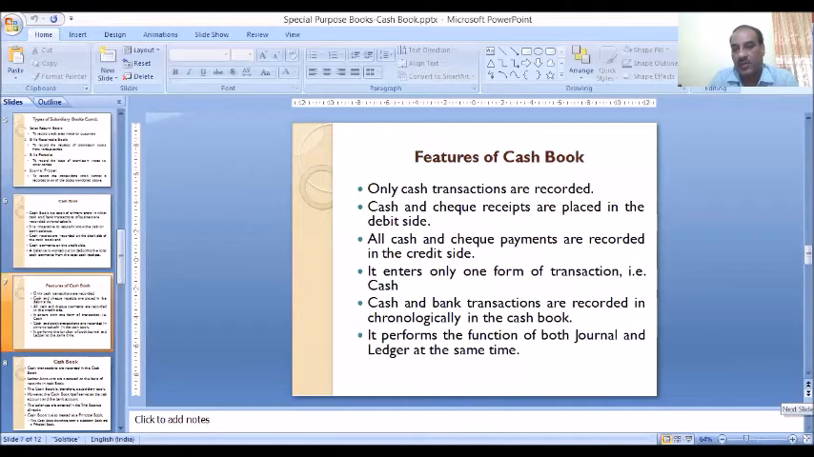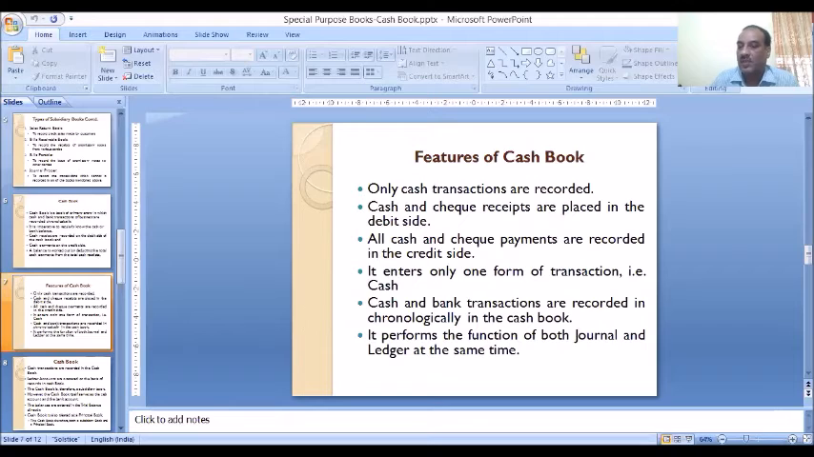Then features of the cash book. Only cash transactions are recorded. The cash book contains records which are related to cash transactions. Cash and check receipts are placed on the debit side. All the cash that the organization receives, in terms of cash or check, is recorded on the debit side. All cash and check payments are recorded on the credit side. It enters only one form of transaction, and that is cash. We have discussed that cash and bank transactions are recorded chronologically in the cash book.